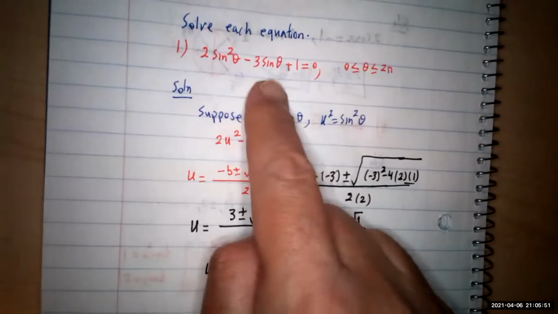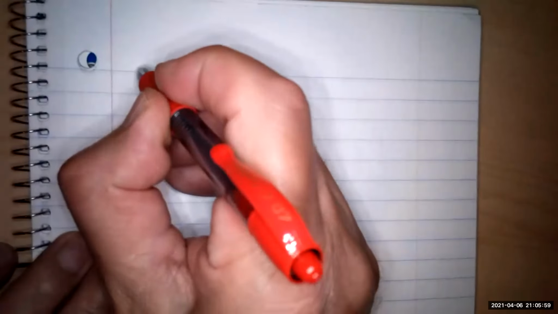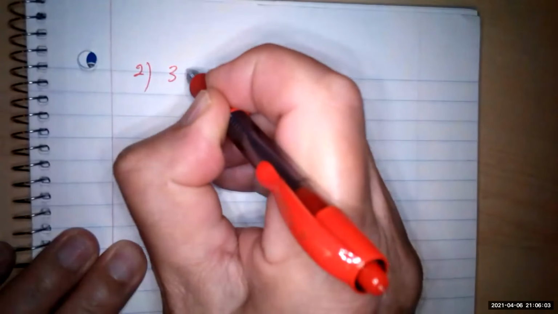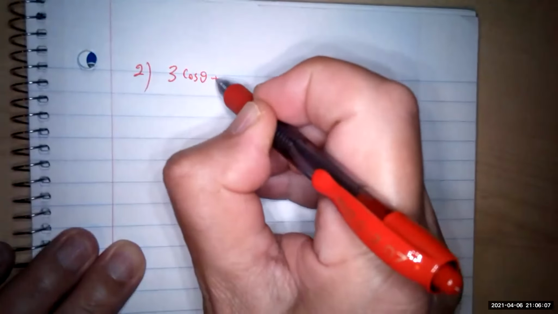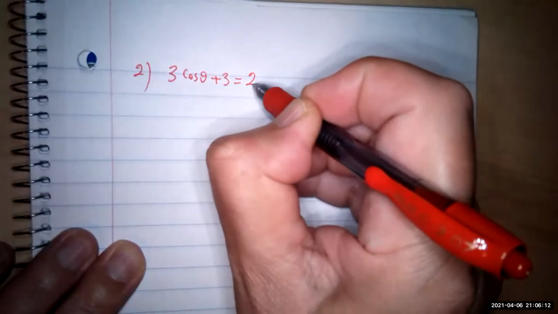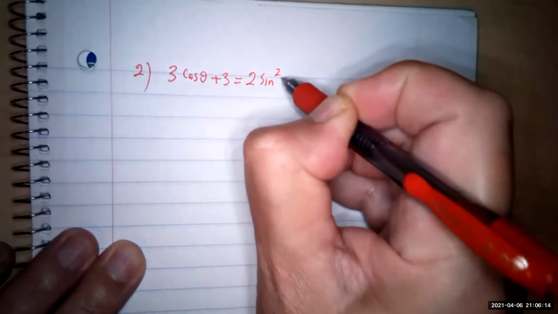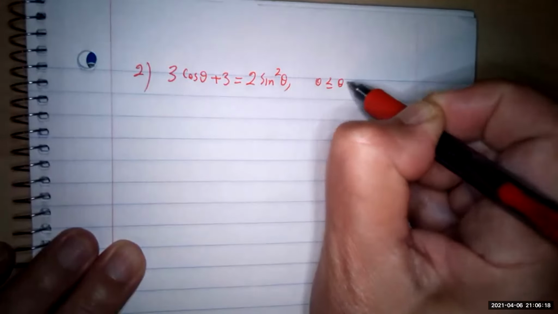Okay, this is one we call type 1 of the quadratic. What's going to be type 2? There are only 2 types. Type 2 is this one, you see. 3 cosine of theta plus 3 is equal to 2 sine squared of theta, and theta is going to be between 0 and 2π.